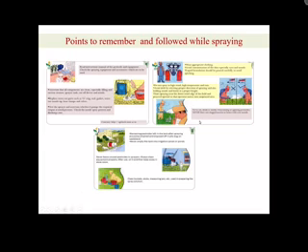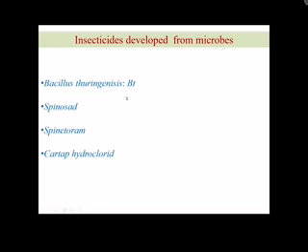So these are some of the insecticides from microbial or animal origin, like Bacillus. It is from a bacteria. Spinosad is from Actinomyces, a microorganism. Spinetoram is also similar to spinosad. Then cartap hydrochloride.